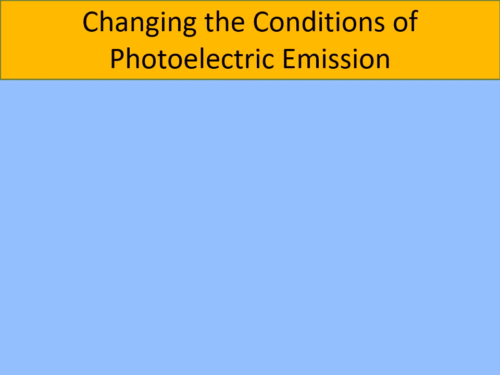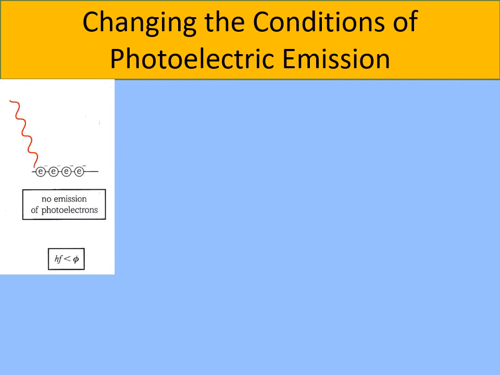Changing the conditions of photoelectric emission. What do we mean by that? So let's take some examples. Let's imagine that we have this incident radiation and it is below the threshold frequency. It means the photons don't have enough energy to overcome the work function of the metal, resulting in no emission of photoelectrons.